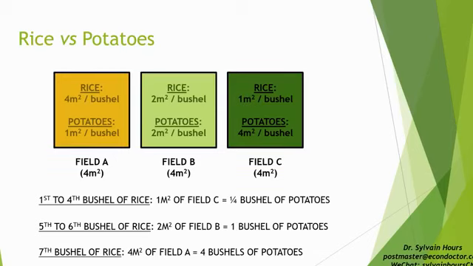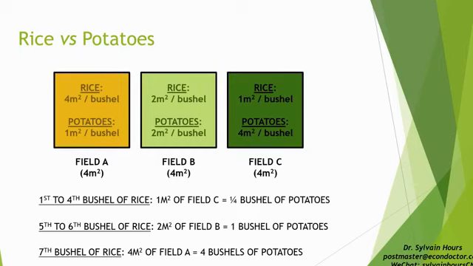In field B, every bushel of rice that you want to produce takes 2 square meters of this field. So you can only produce 2 extra bushels of rice in this field, the fifth and the sixth bushel of rice. What is the opportunity cost of each of these additional bushels of rice? In field B, it takes the same area to produce each additional bushel of rice or potatoes, which means that every time you use half the field to produce 1 extra bushel of rice, you give up 1 bushel of potatoes.